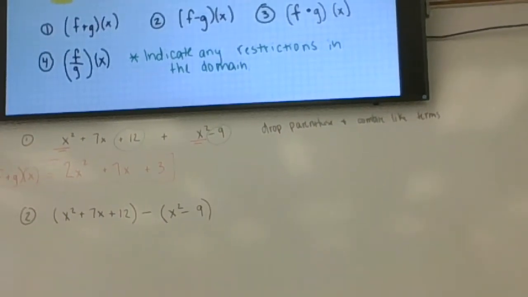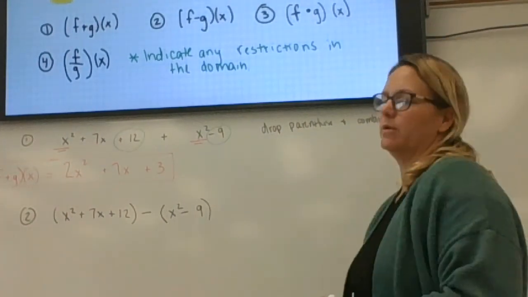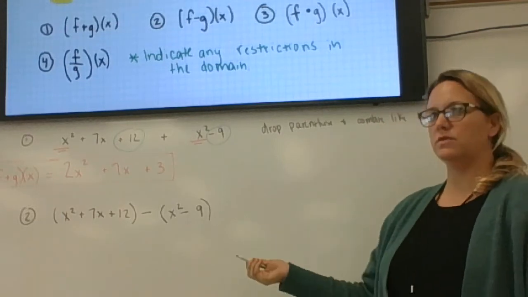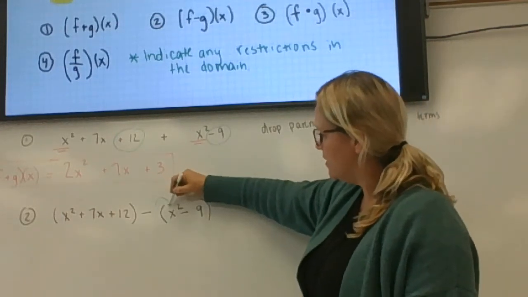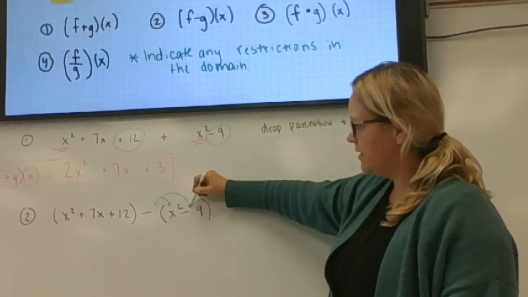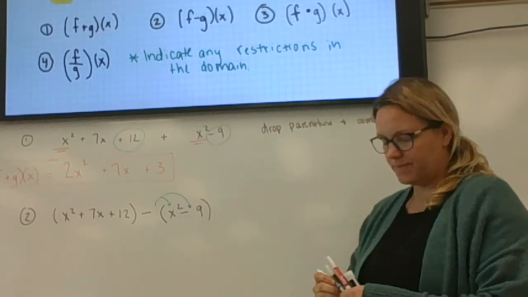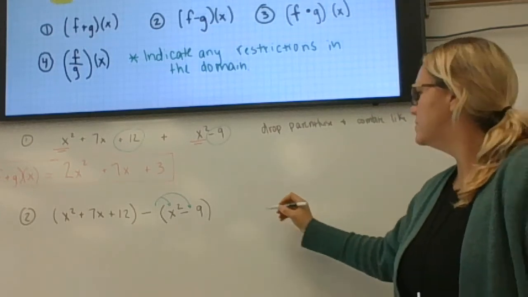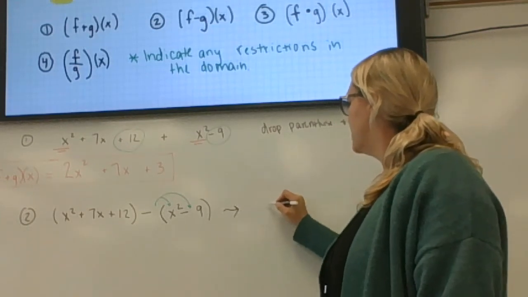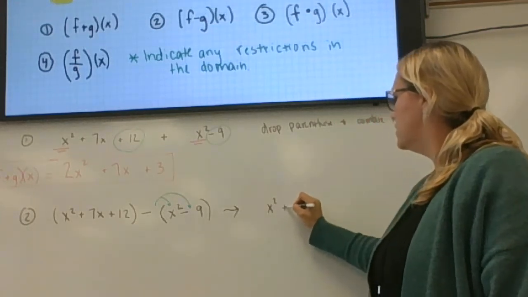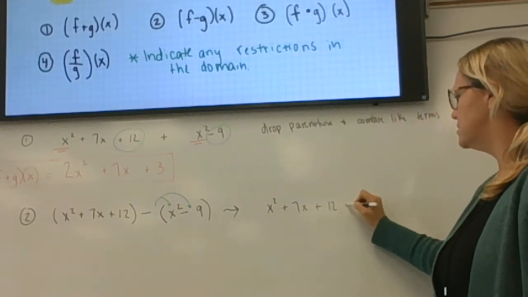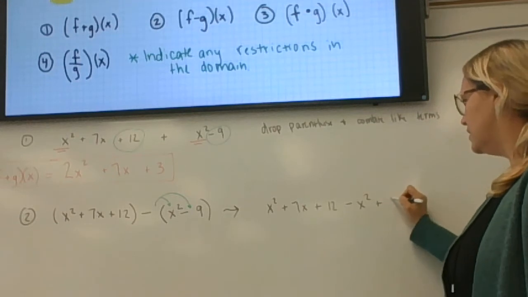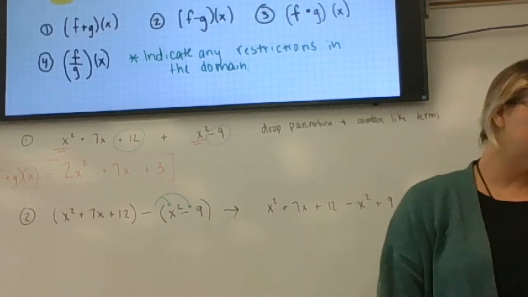Alright, with subtraction, the parentheses play maybe a more important role. You know, you have to distribute that minus sign. I've already done that this year. Multiply it into the parentheses. So change the signs of whatever the second function is, and then combine like terms.